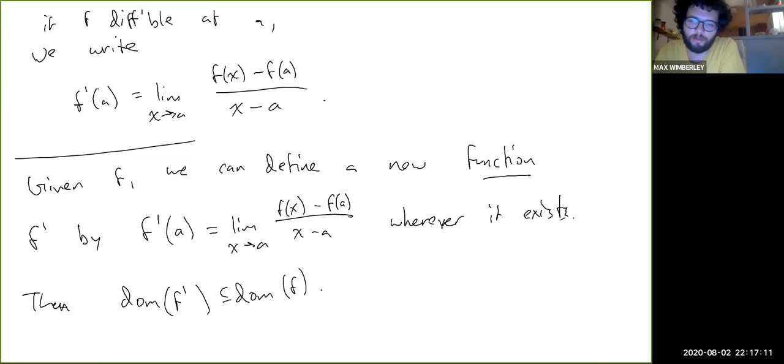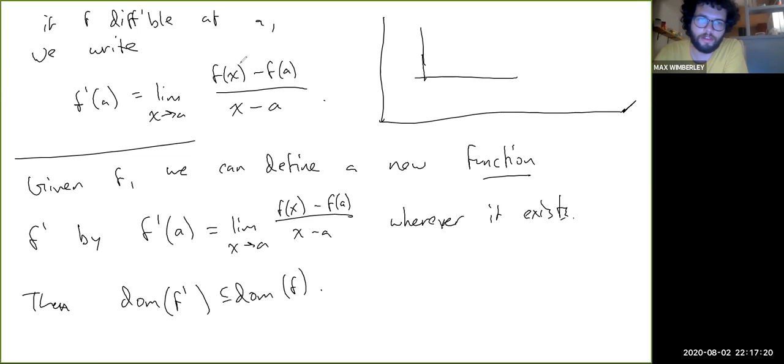Of course, I'm sure you've all seen it before, but the point of this definition is that these difference quotients, you can think of them geometrically as the slope of a secant line. Let's say this is a, this is x. This is a line of slope f of x minus f of a over x minus a, right?